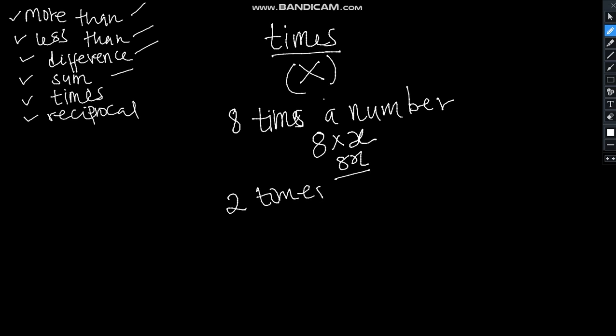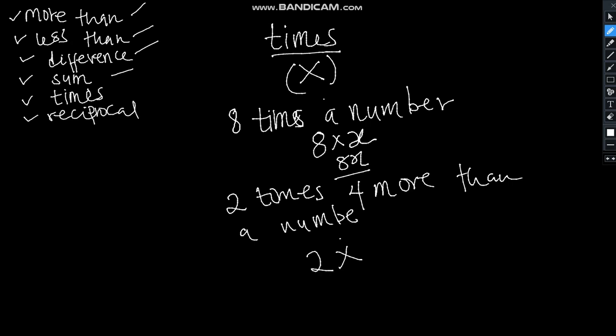And maybe 2 times 4 plus a number, 4 more than a number. So 2 times 4 more than a number. So plus 4, then the number comes x. Hope it's clear now.